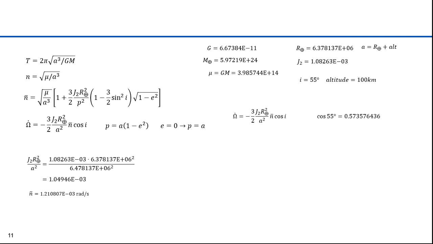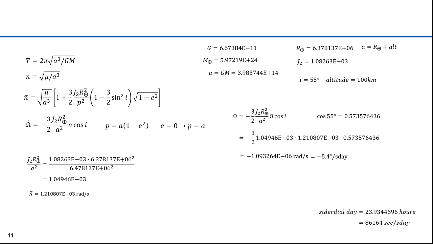The cosine of 55 degrees is this. We can plug in the known values, and if we do all those multiplications, it results in minus 1.09 times 10 to the minus 6 radians of RAAN shift per second. That's 5.4 degrees per sidereal day. That's a significant shift in right ascension. You'll recall that a mean sidereal day is slightly less than a solar day, and it averages 86,164 seconds.